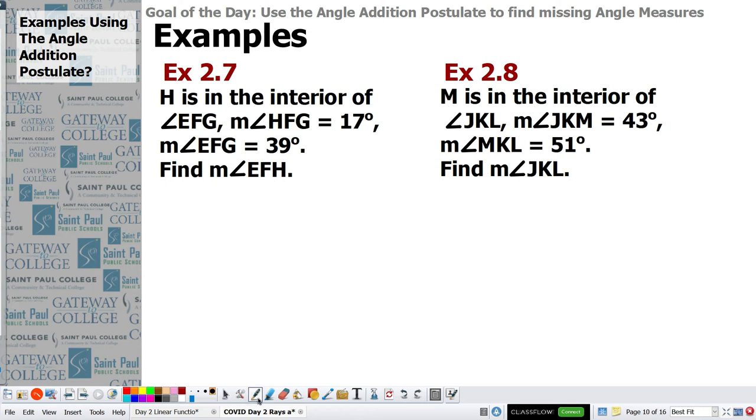All right, so H is in the interior of angle EFG. So let's draw that first. Angle EFG.